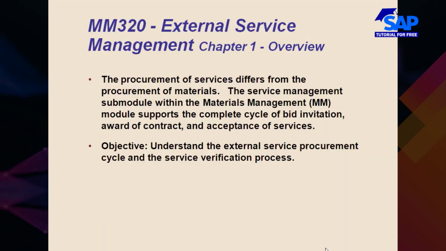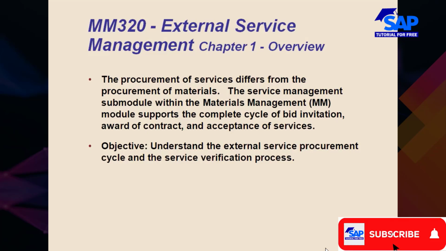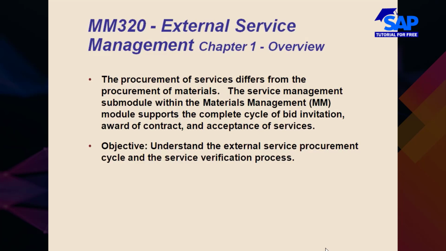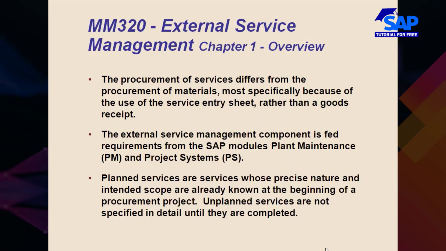Okay. So the service management submodule within the material management module supports the complete cycle of bid invitation, award of contract and acceptance of services. The procure to pay cycle is the same here too. Whatever the cycle steps that you have, starting with requisition and then sending RFQs, receiving bids, comparison, then identifying the L1 bidder, then awarding the contract to the L1 bidder, everything can be done for services. Only the goods received step is replaced by two steps here. That's the only difference.